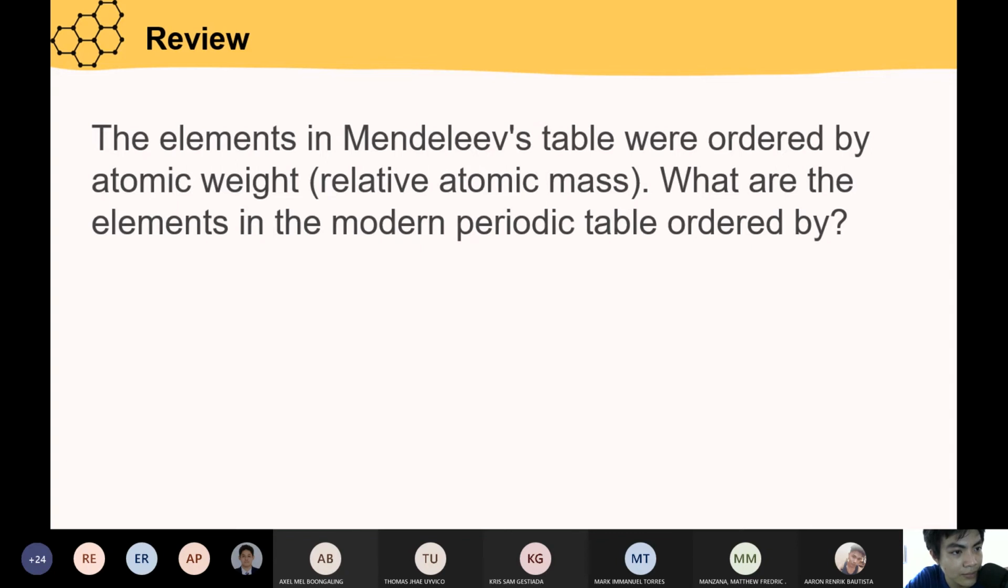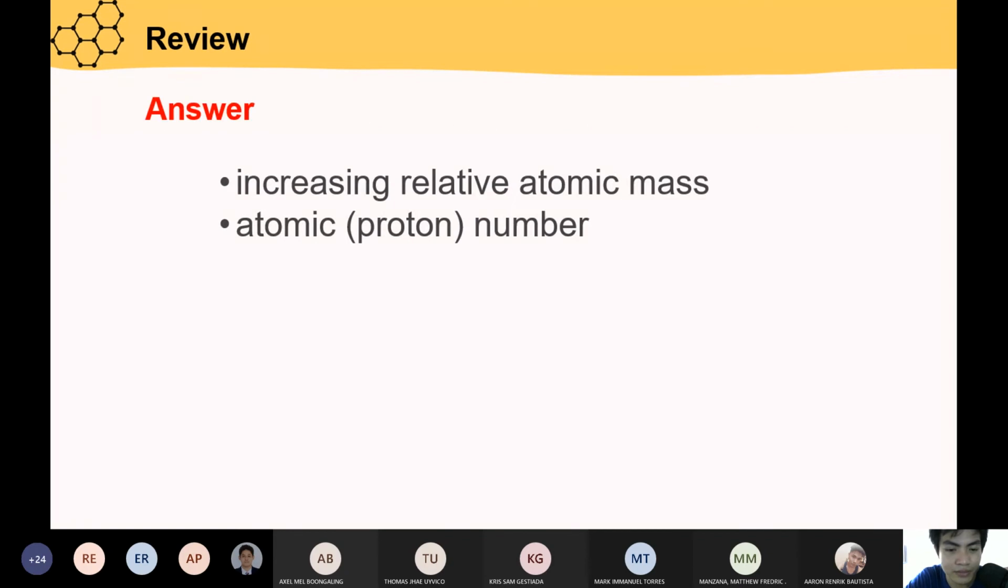Elements in Mendeleev's periodic table are ordered by atomic weight. What are the elements in the modern periodic table ordered by? Okay, so we know that with the help of Henry Moseley, we now arrange the elements in terms of atomic number or the number of protons. Okay, not much changed when it comes to arrangement. However, it is easier to think of atomic number as the basis.